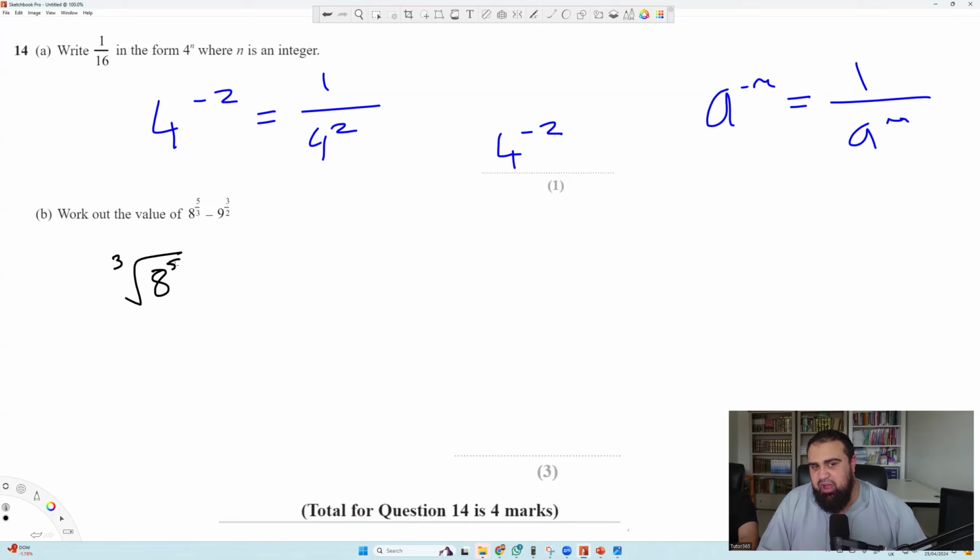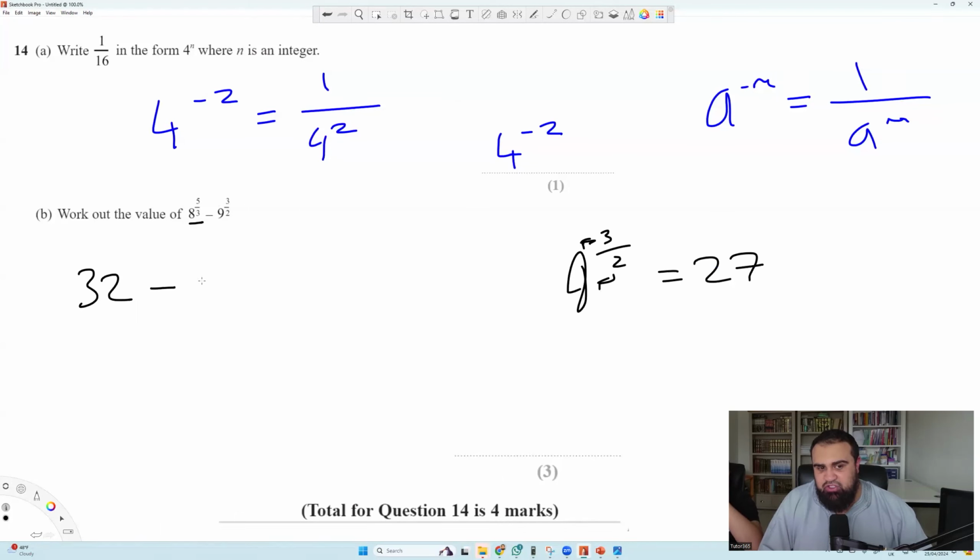Instead of doing 8 to the power of 5, then the cube root, which could be very difficult: cube root 8 is 2. 2 to the power of 5 is 16. No, it's not, it's 32. Don't rub out your working in the exam. This first bit I got as 32, and that's minus 9 to the power of 3 over 2. That's the root, and that's the power, which rhymes with flour. Root 9 is 3, and then 3 cubed is 27. So we have 32 minus 27, and the answer is just 5.